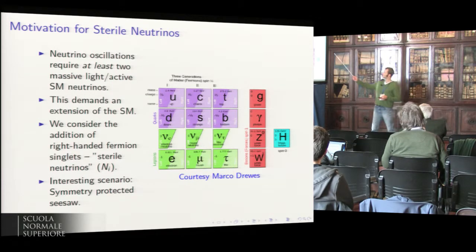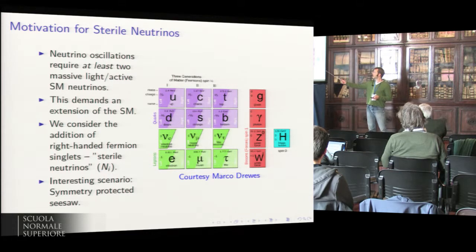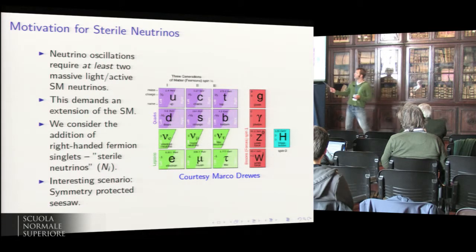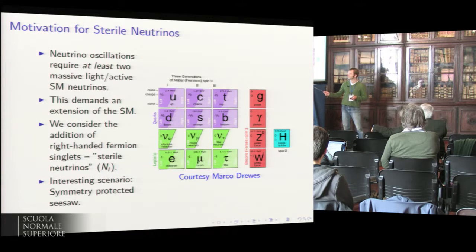We all know that sterile neutrinos are well motivated. I stole this slide from a paper with Marco Drewes from the Shaposhnikov model. I'm not going to talk about the νMSM. I will consider a minimal model that has only two sterile neutrinos. This is why it's minimal.